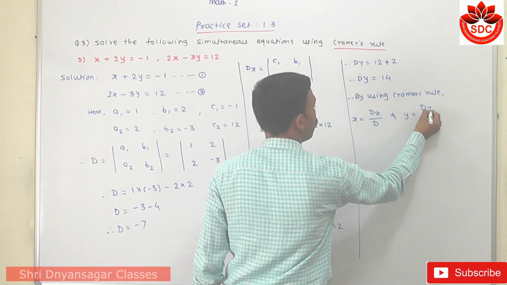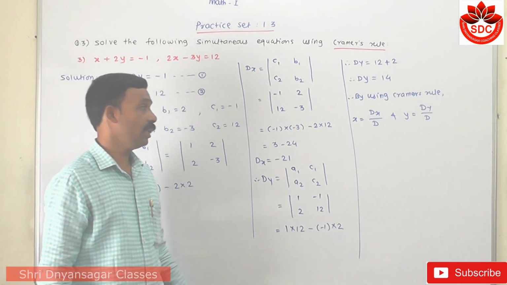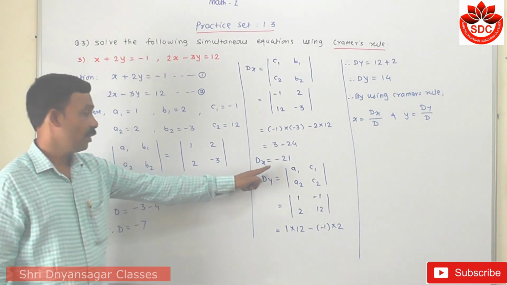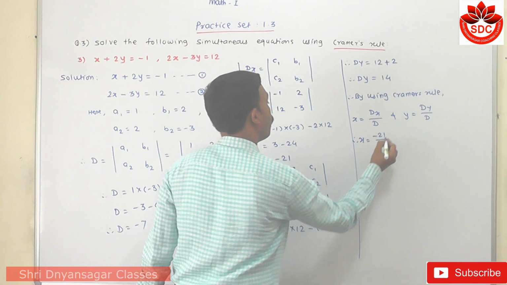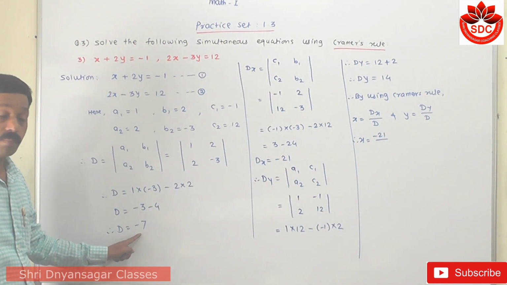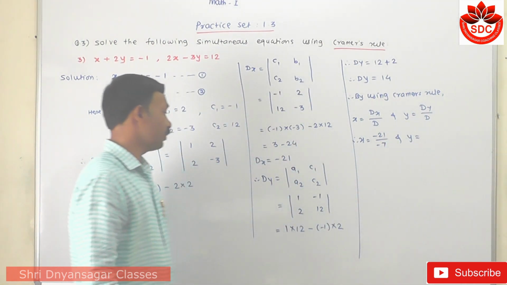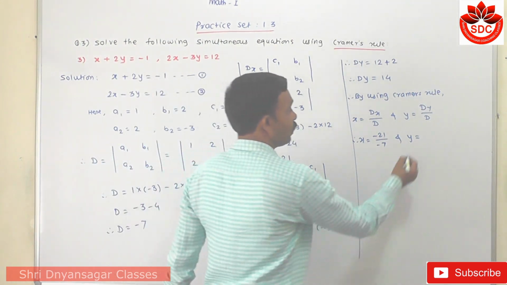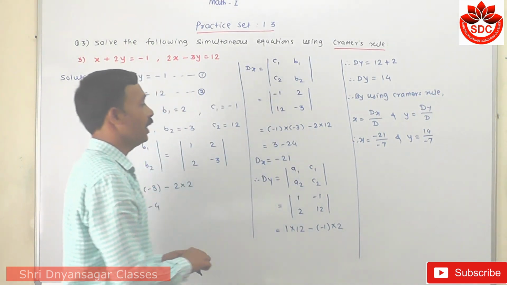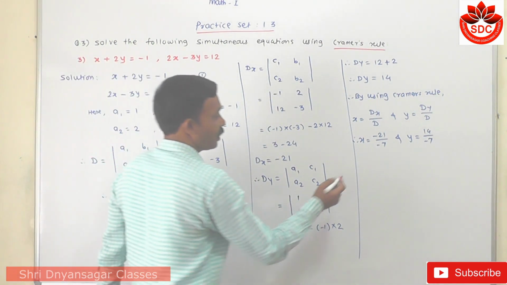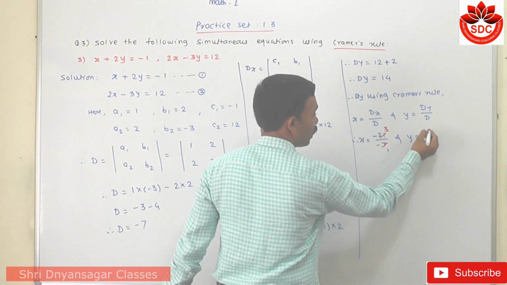Y is equal to Dy upon D. Then we substitute the values here. What is the value of determinant of x? It is minus 21. So x is equal to minus 21 upon the value of D, minus 7, and variable y is equal to the determinant of y, 14, upon the value of D, which is minus 7. We can simplify by using 7. Then 7 ones are 7, 7 threes are 21, 7 ones are 7, 7 twos are 14.